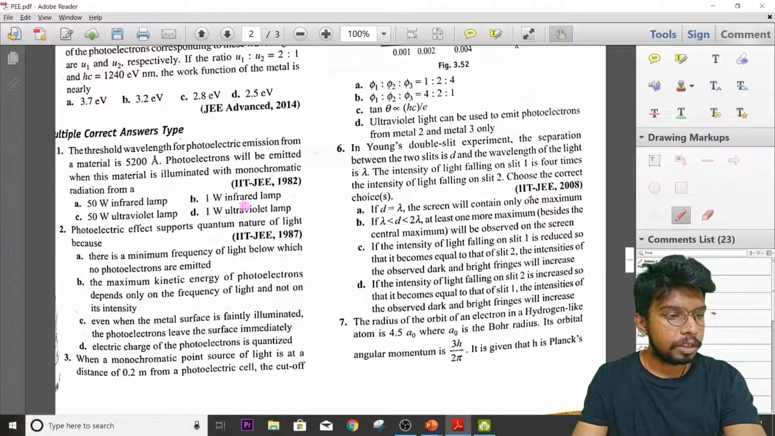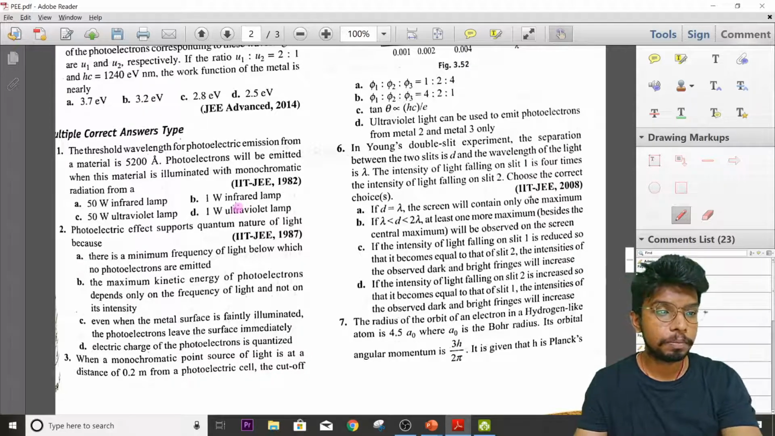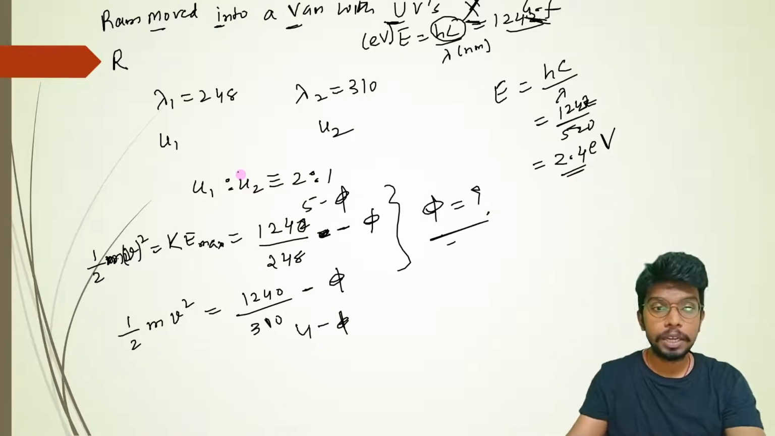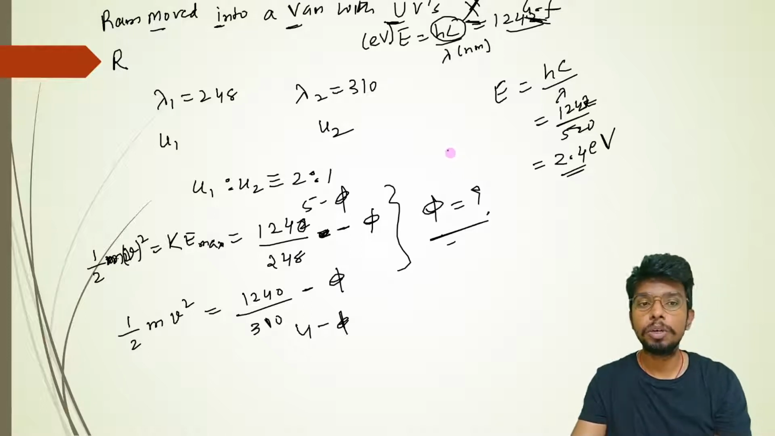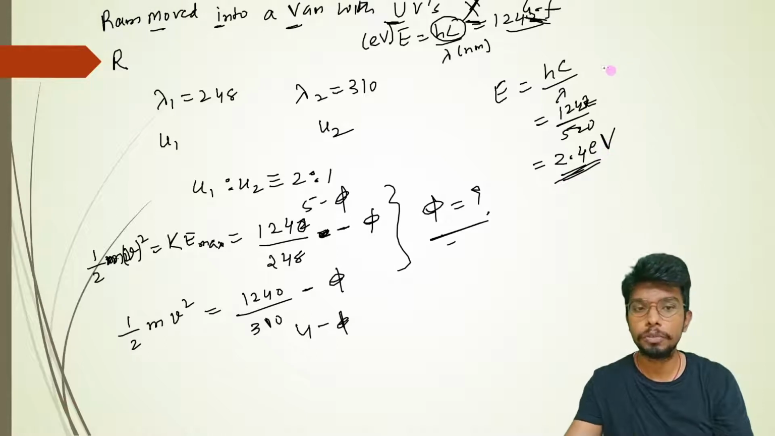Anyway, so here the frequency, okay, for the electron to be emitted or electron to come out, the energy which is given to it should be more than the threshold, like more than the work function. The work function is coming out to be 2.4 eV.